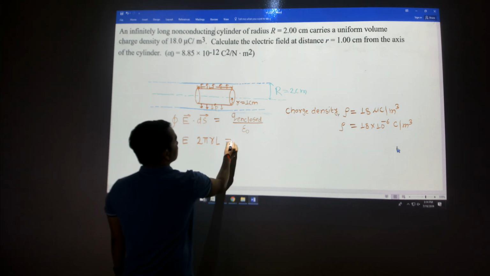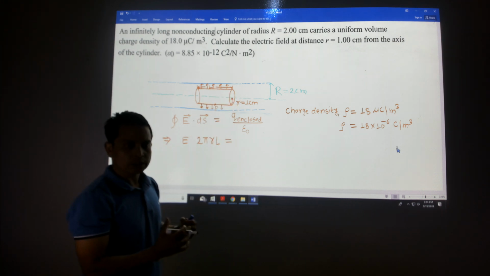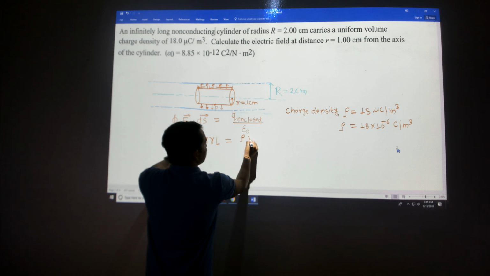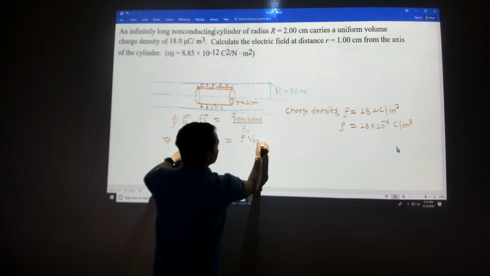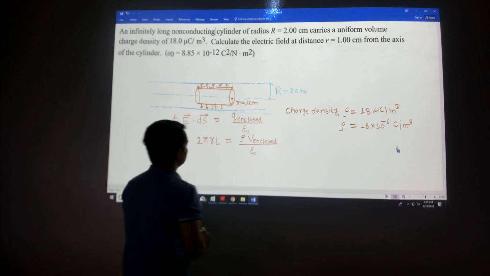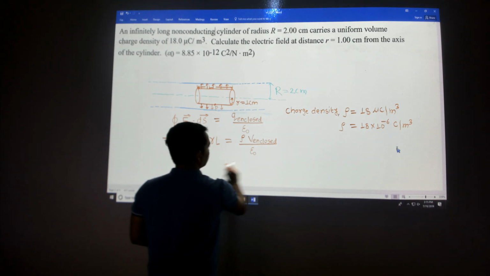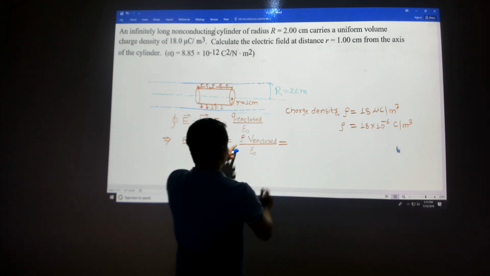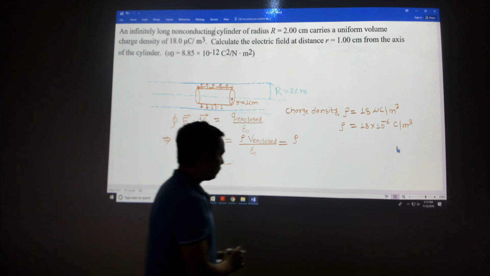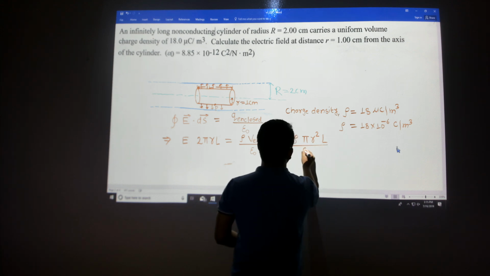And now, what is the charge enclosed by the imaginary Gaussian surface? This is simply equal to rho times the volume of the enclosed region, divided by epsilon naught. Rho is given, and what is the volume of a cylinder? The volume of the cylinder is pi r squared times L, divided by epsilon naught.